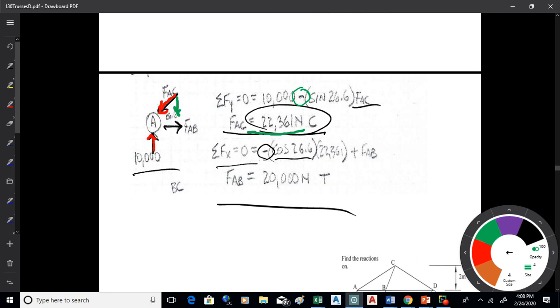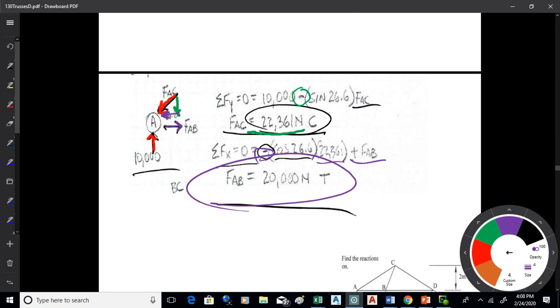Okay. Then I go sum of Fx. So we good with that? Okay. Sum of Fx is 0. I get minus cosine 26.6. I'm doing cosine because I'm doing the adjacent side to the angle. That one is negative because it's going to the left. And I got what the answer I just got, 22,361. And then I show FAB going to the right, so that's a positive. Solve for FAB, it's 20,000. That's pulling on the joint to the right, going that way. It's tension.